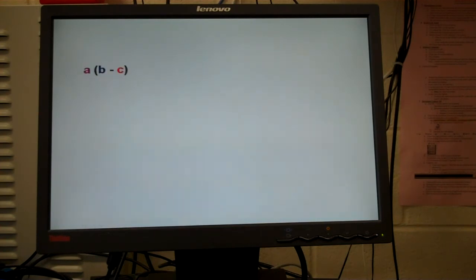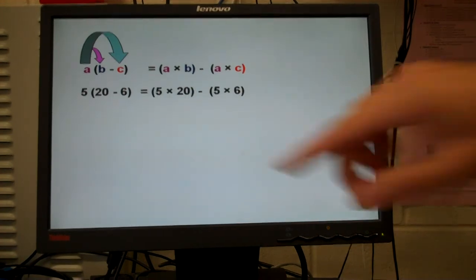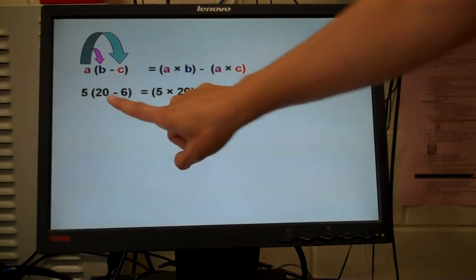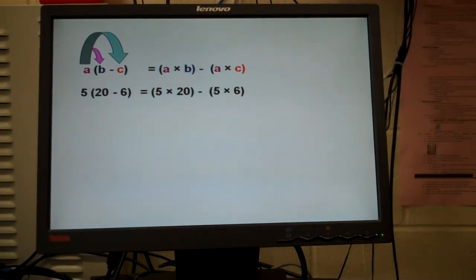The same thing happens if there's a subtraction sign inside the parentheses. You follow the same procedures. You pass the A out to the B, the A out to the C, except we're going to put a subtraction sign in between those parentheses. Let's take a look at it with some numbers. 5 times 20, 5 times 6, but notice the subtraction sign in between? Subtraction sign here carries over to subtraction sign here. Well, again, 5 times 20 is 100, 5 times 6 is 30, and then we would subtract those numbers.